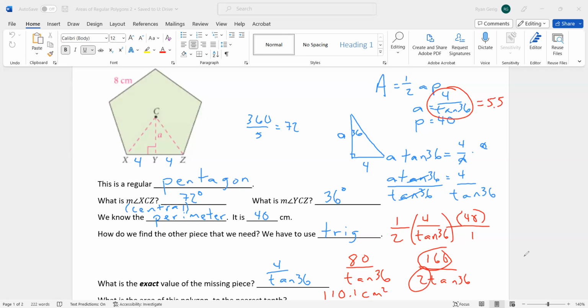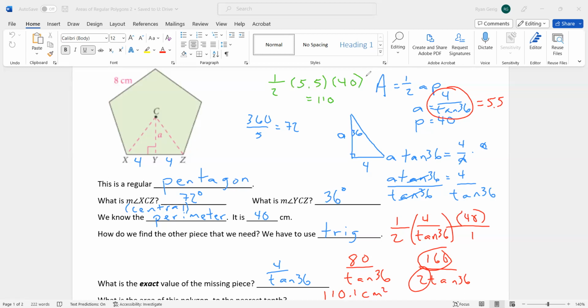Change to a different color yet again. So let me use the 5.5 this time, times 40. It's going to be really close to 110. But this says it's exactly 110. So we're off by 1/10. Not a huge difference, but enough to be significant.